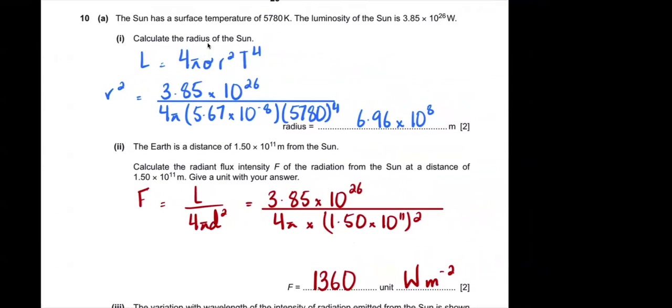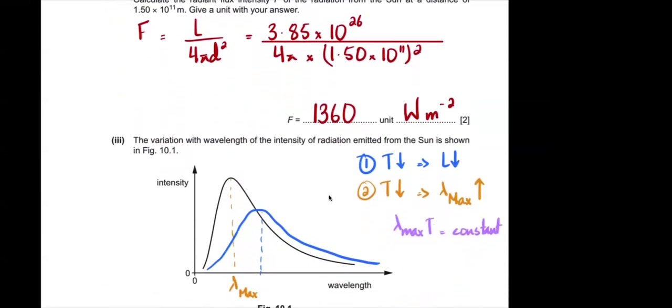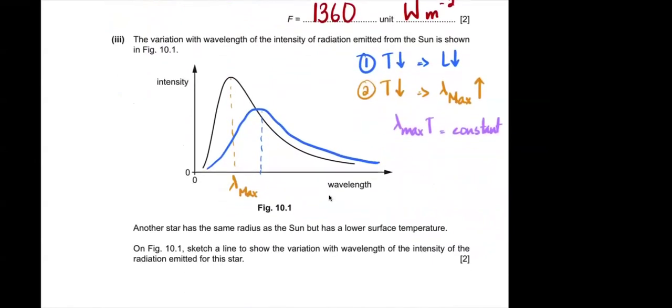So radius, you are given luminosity, you are given temperature. So to find the radius, you just use the Stefan-Boltzmann law, right? You just make R the subject. This is also relatively straightforward. Second part, to find the radiant flux intensity given the luminosity and the distance. This is also easy. The next part was slightly more technical.